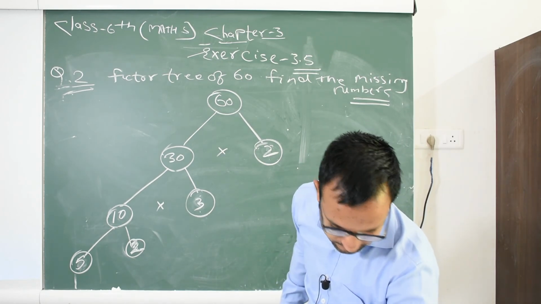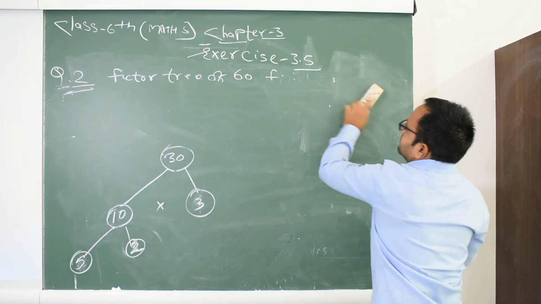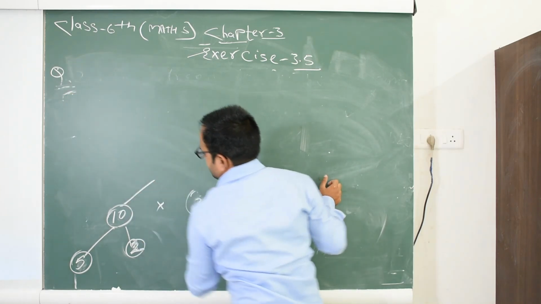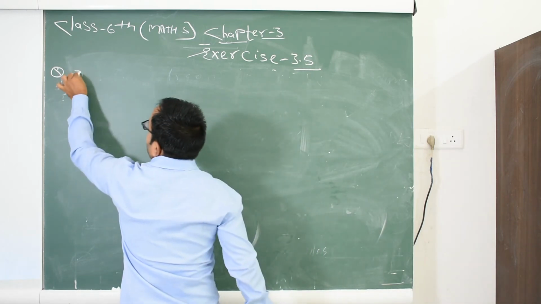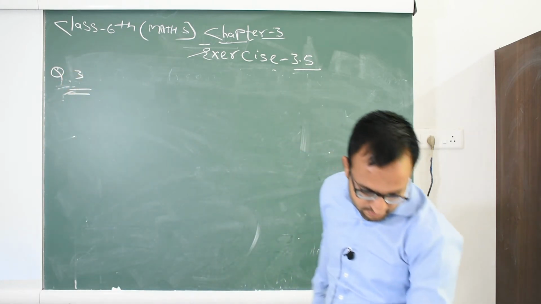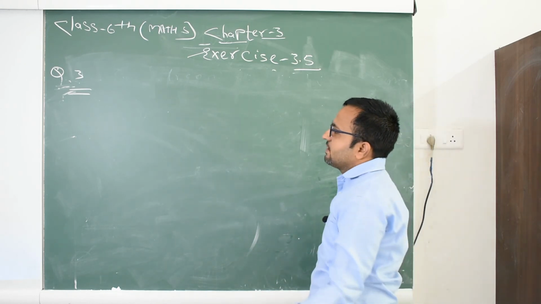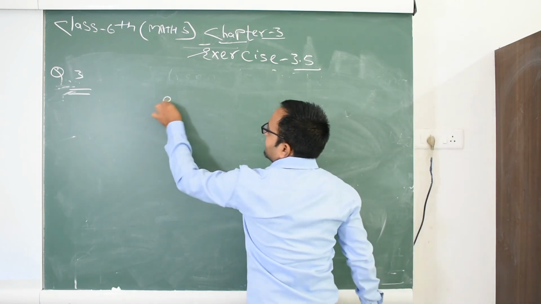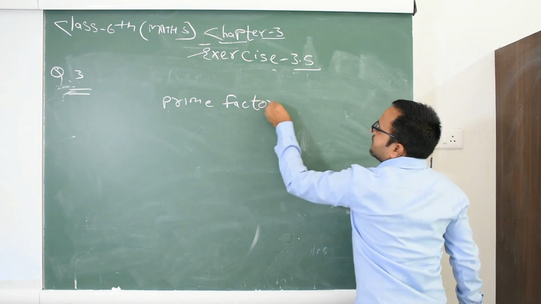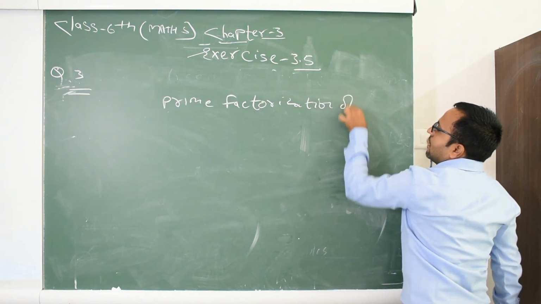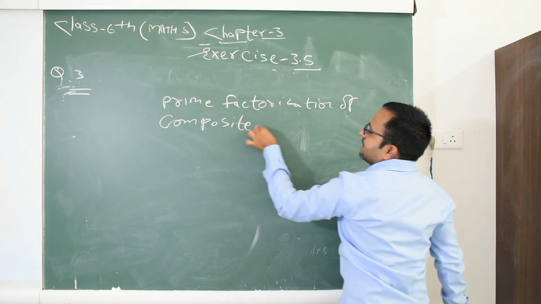Next is question number 3. Which factor is not included in the prime factorization of a composite number?